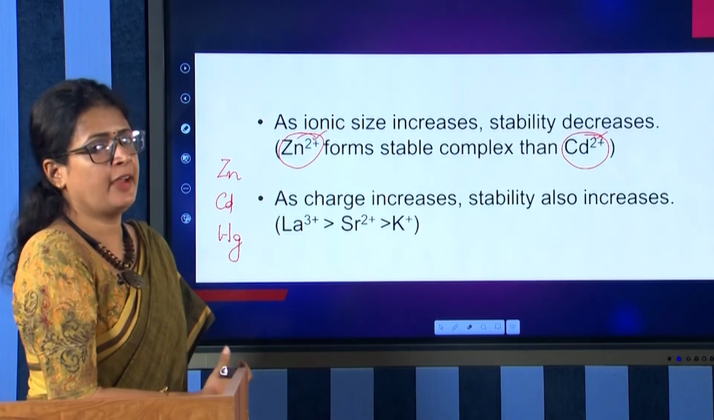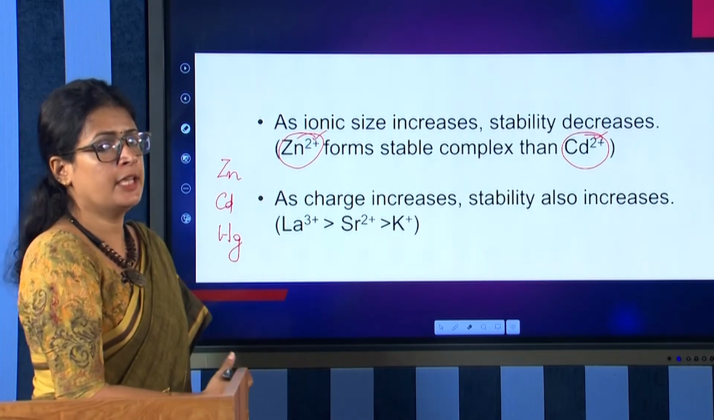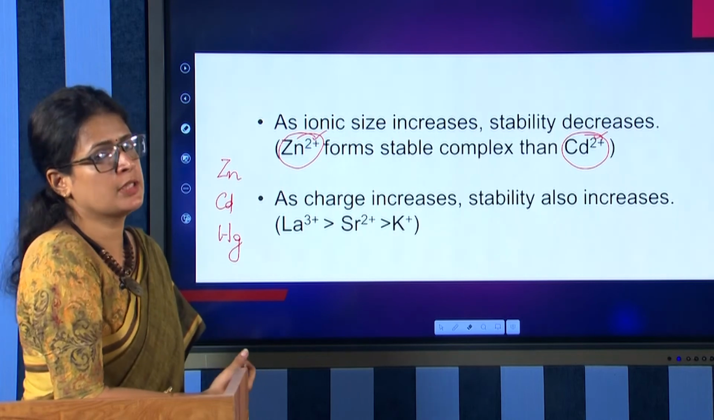Now the second thing in the nature of the central metal ion is the charge of the central metal atom.